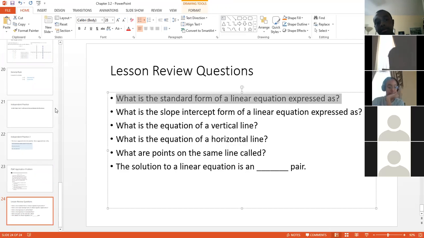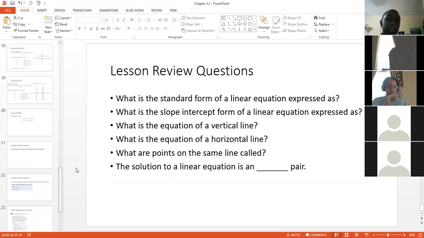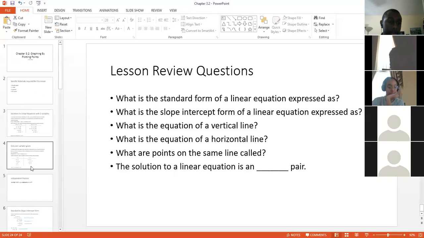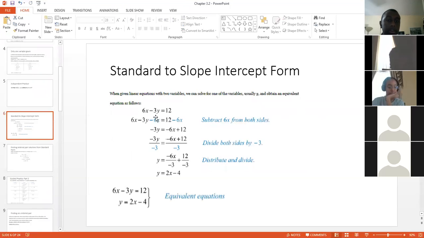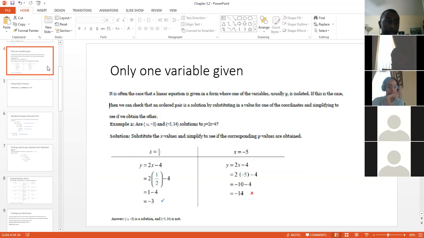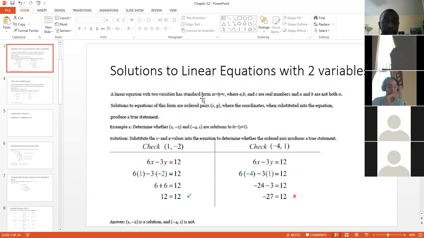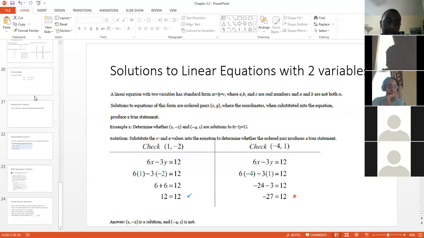You have standard form and slope-intercept form. Standard form is ax plus by equals c. This was in the beginning. Two variables are on the left side and a constant or a number is on the right side. So we have c, ax plus by. Just remember that. Thank you.